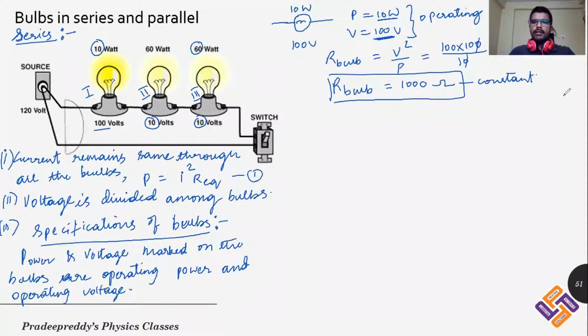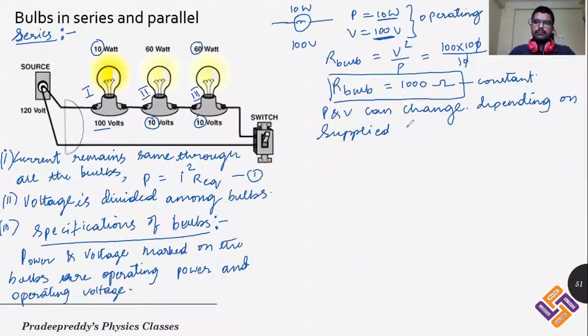For a given bulb, resistance of the bulb will be constant, and whatever the P value and V value, P and V can change depending on supplied voltage. So what does it mean? See here, when we are dealing with the first bulb, the voltage you are providing is 100 volt, and for the 100 volt, power consumed is 10 watt.